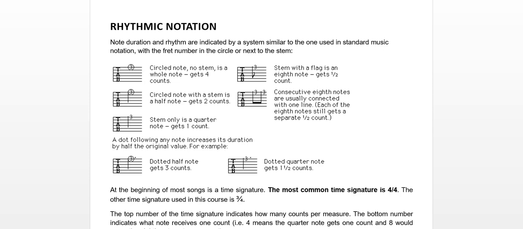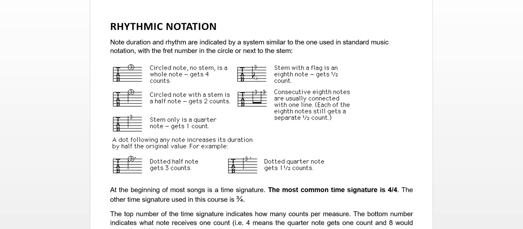The next one is stem only, which is the quarter note, because it's a quarter of the whole note, thus it will take 1 count. Next is the eighth note, which gets half a count, and again it's all referred to the whole note, so it's an eighth of the whole note, that's why it gets half a count. Instead of 4, the eighth of the 4 is half. I hope you're following along. Now it's becoming math, not music, but they are both similar.